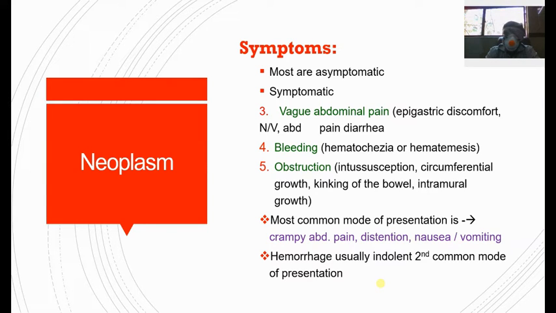And these tumors can present as a case of obstruction, and the mechanism of obstruction is because of intussusception, circumferential growth resulting in obstruction of the lumen of the intestine. It can also result in kinking of the bowel, leading to intestinal obstruction. And intramural growth extension can also cause obstruction. So the most common mode of presentation is crampy abdominal pain, distension, nausea, vomiting. These are the general features of intestinal obstruction. And the second mode of presentation is hemorrhage, unusual or concealed hemorrhage resulting in anemia in these patients.